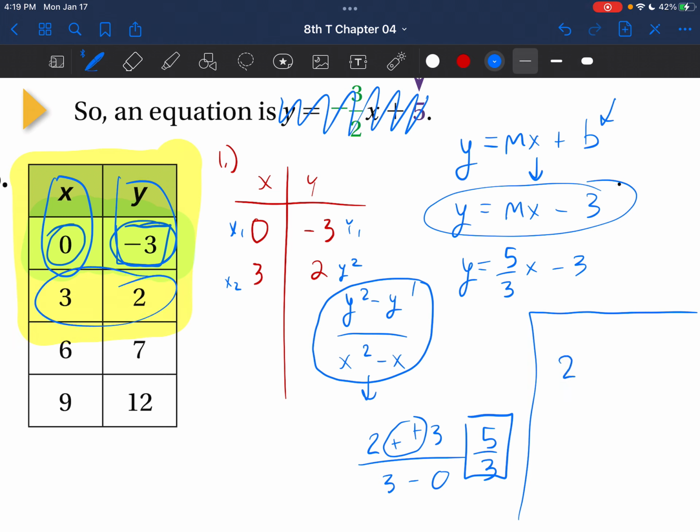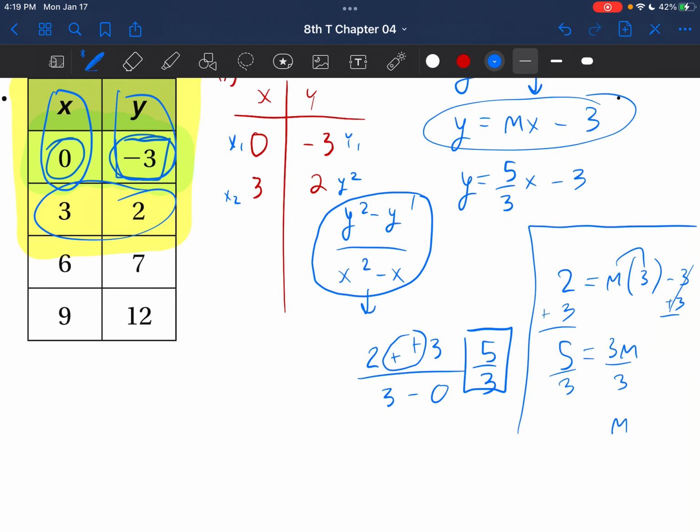All right, let's plug these in. So we got 2 is equal to m, and then we have 3 for our x, and then we have minus 3. Plus 3, plus 3. So you now have 5 is equal to m times 3, right? Or 3m. M times 3, that's 3m, right? And then how do we get the m by itself? Divide by 3, divide by 3, and your slope, or m, is equal to 5 over 3, just like we got it before.